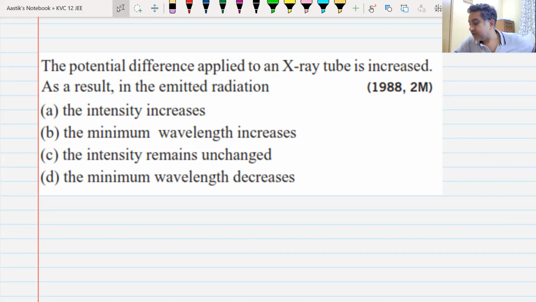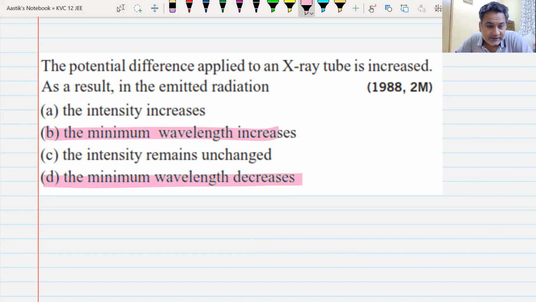The potential difference applied to an X-ray tube is increased. As a result, in the emitted radiation, what increases? Okay, now you can solve this. Now potential difference increased, intensity remains unchanged. That is correct. Even though I have not told you about these two, what is minimum wavelength? This minimum wavelength is actually going to come in the next class. And all the questions that I see here have some element of that minimum wavelength. So I can't give you any other question from here.